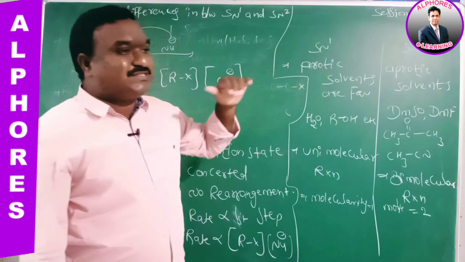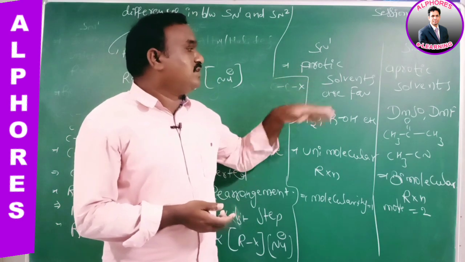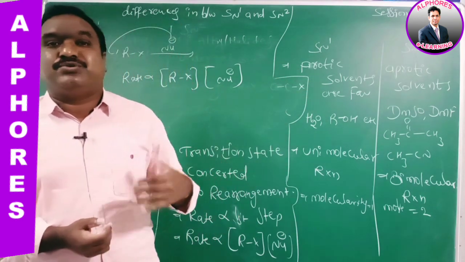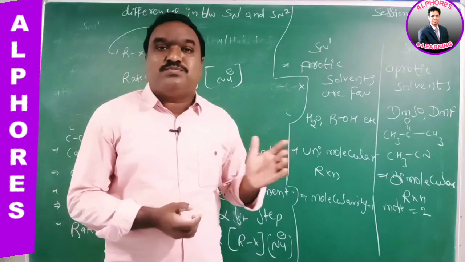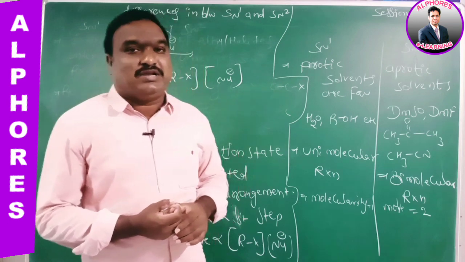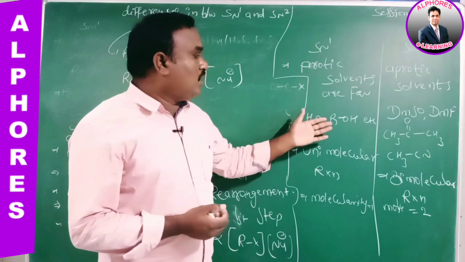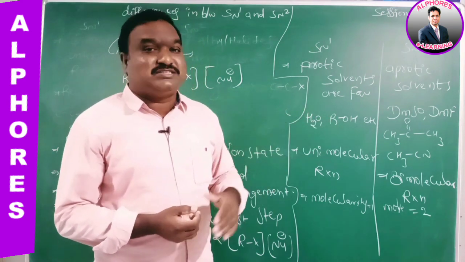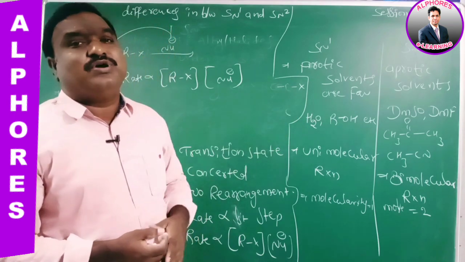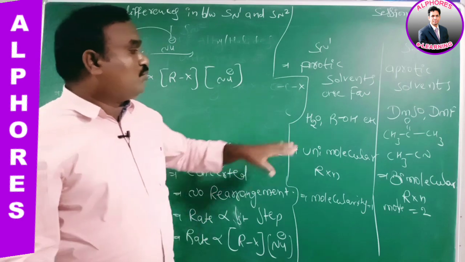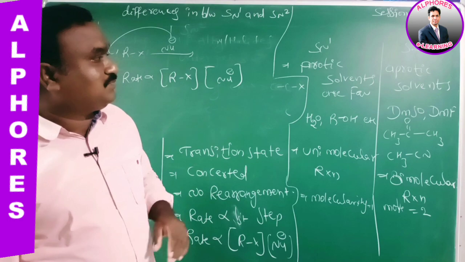What type of solvents are favorable for unimolecular reactions? Polar protic solvents, which can donate a proton, are favorable for unimolecular nucleophilic substitution reactions. Protic solvents include H2O, ROH, RNH2, NH3 and so on. Water means H plus and OH minus. So protic solvents are favorable for unimolecular reactions.